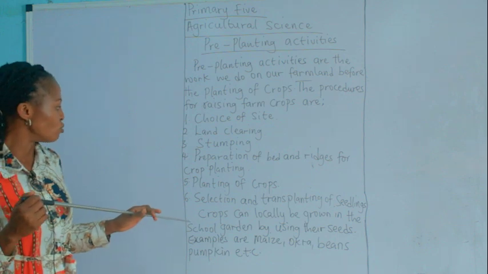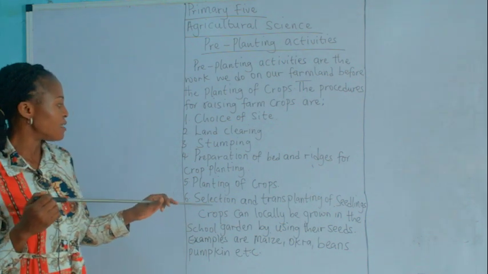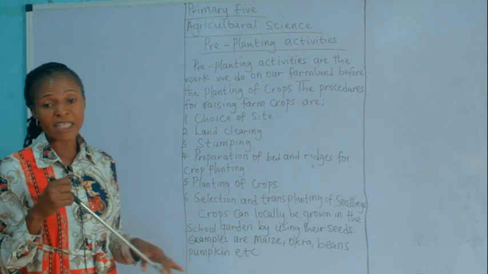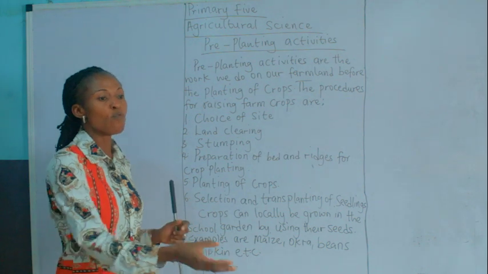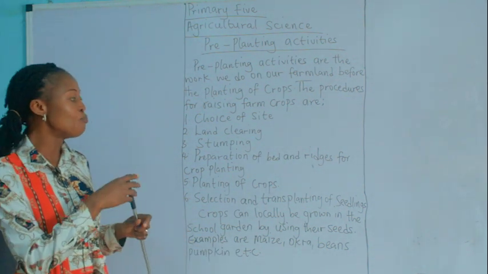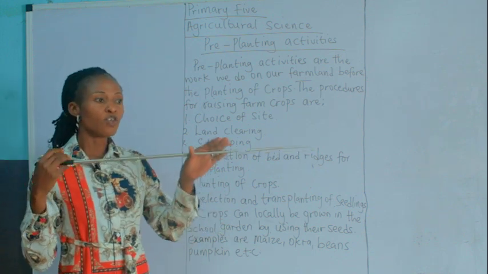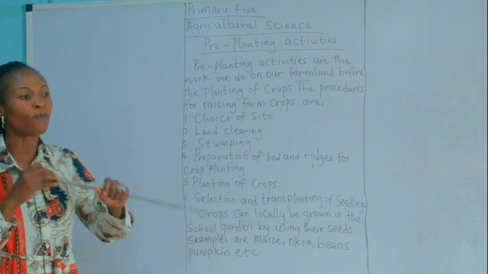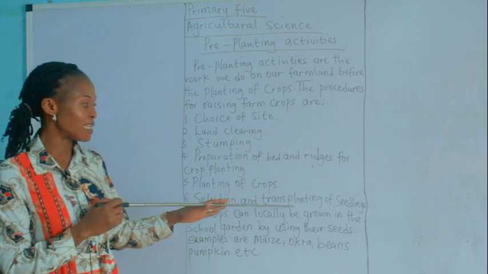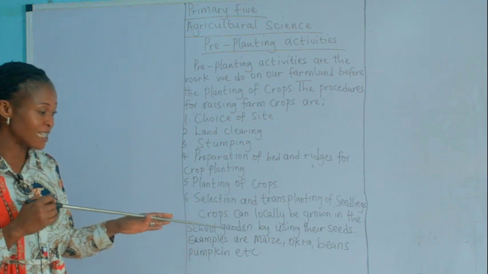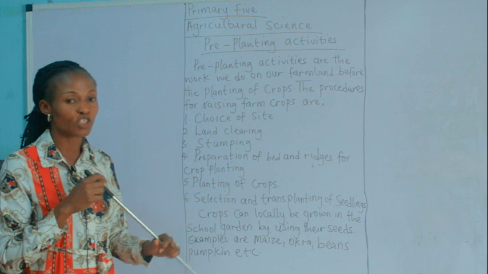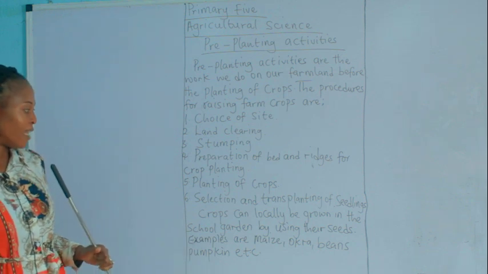Now, that takes us to number 6, selection and transplanting of seedlings. Now, when you have planted your crops on the nursery, you move them to the field, that is your farmland. The process of moving your crops, your seedlings, which are already grown out, from the nursery to the farmland is what is known as transplanting. So we say transplanting is the moving of seedlings from the nursery to the farmland.